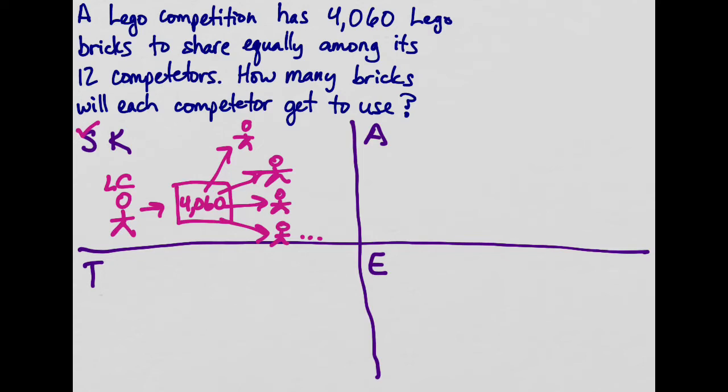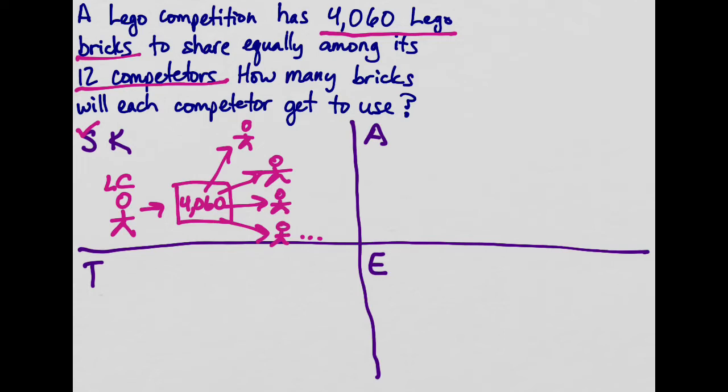What do I know? What are the facts? Well, I see this number in the beginning. The Lego competition has 4,060 Lego bricks. That's what's in that great big bin in my drawing. And then what else do I know? Well, I know that there are 12 competitors.